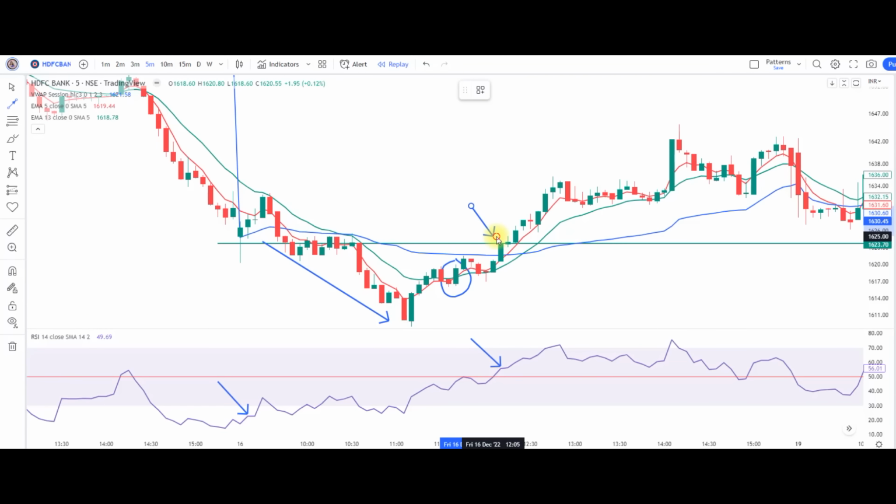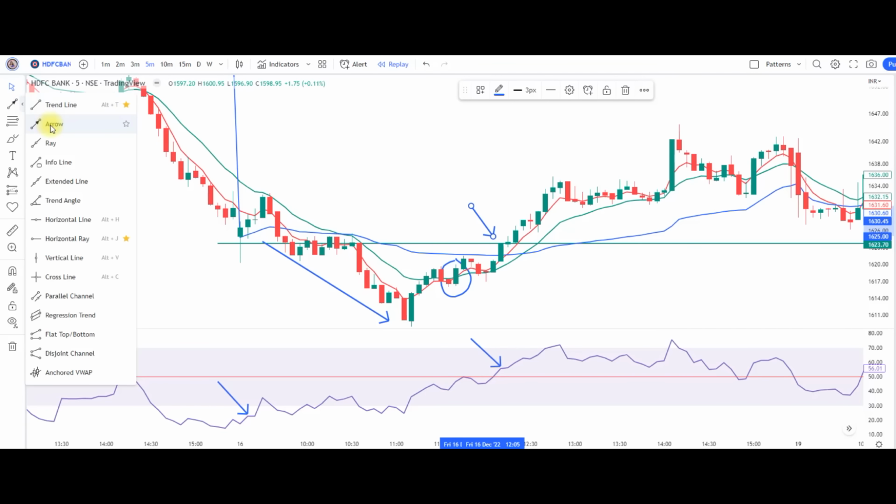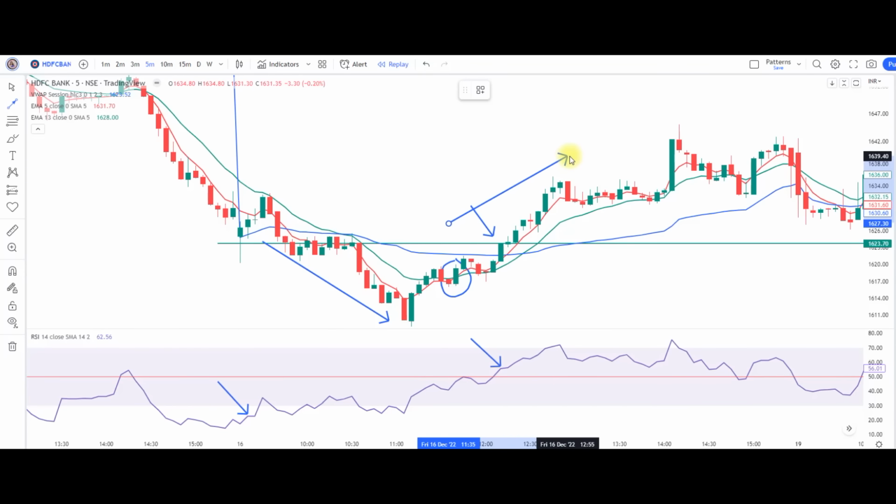Here we can enter into the long trade, keeping this low as stop loss. When you see here, on the same day we got the short entry as well as the long entry. After entering into the long trade, we got a nice up move on the same day. So we can capture both the ends.